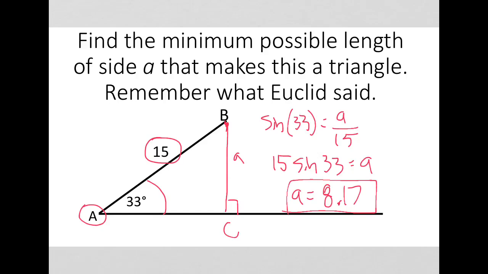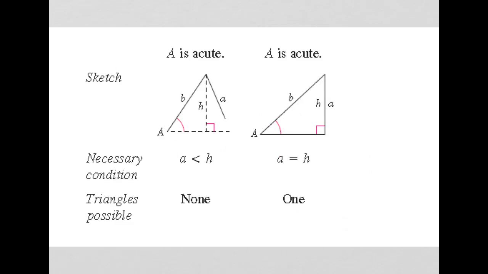But imagine if A was less than 8.17. Imagine if A was just that length right there. Well, then there is absolutely no hope of side A reaching that base AC. And so if A was less than 8.17, there would not be any triangles that exist. This would be exactly one right triangle, but if A is any less than that value, no triangles could possibly exist. And so that is one possible condition when you have this angle side-side case.